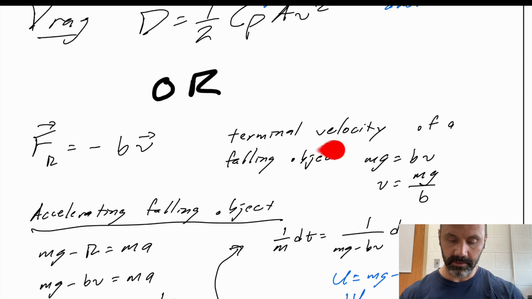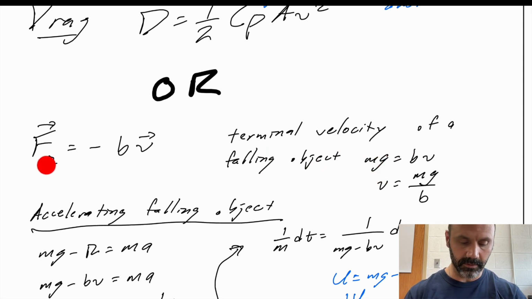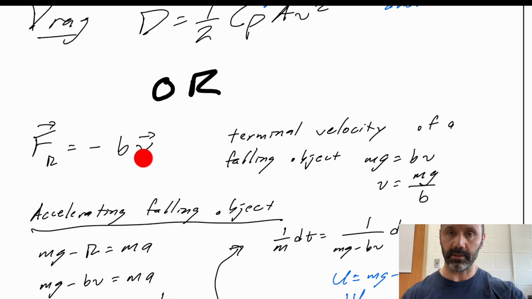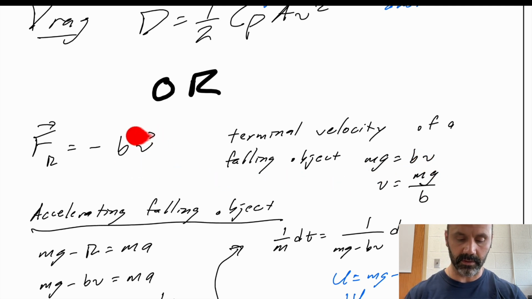If you have a falling object, then the terminal velocity, in that case, mg, right, the resistive force is equal to negative bv. The resistive force and the gravitational force equal each other. If we set them equal to each other, then v equals mg over b. This is how you find the terminal velocity of an object, where, again, the resistive force is governed by this type of function.